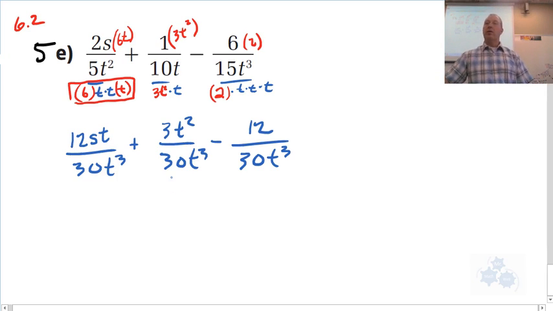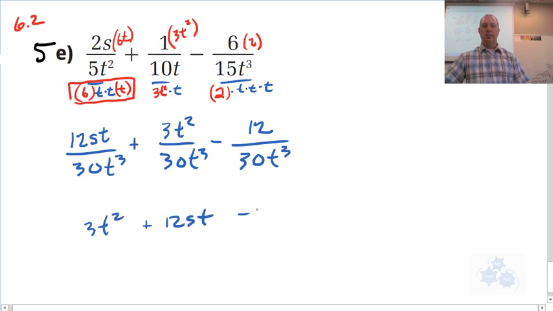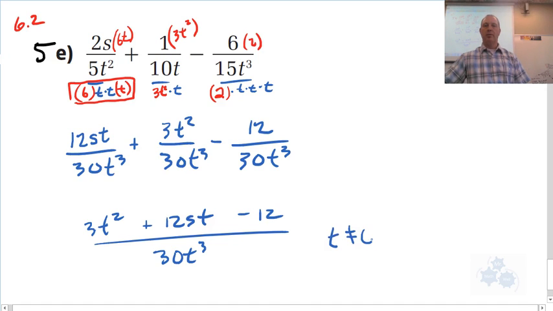All right, so now that you've got all the common denominators, you can add and subtract accordingly. These are all unlike terms, so they can't combine with each other. So it'll look something like this. It'll be 3t squared plus 12st minus 12 all over 30t cubed. And t cannot equal 0.